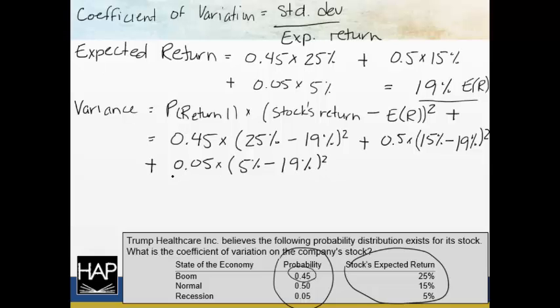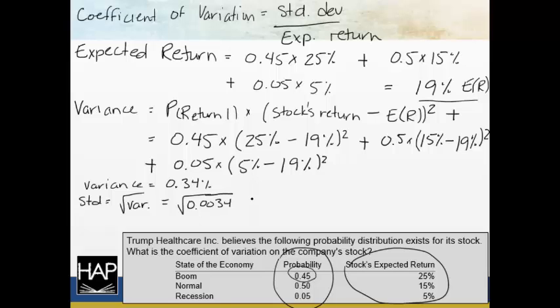So if I do all that, I get a variance of 0.34%. The standard deviation is equal to the square root of the variance. So I'm going to take the square root of 0.0034, or 0.34%. That gives me a standard deviation of 5.83%.